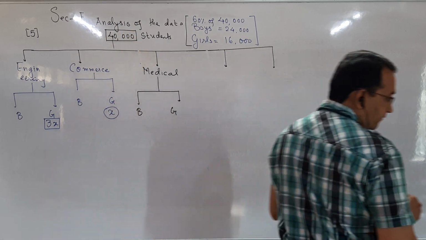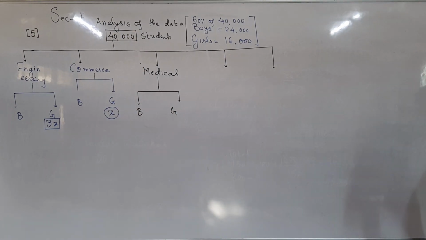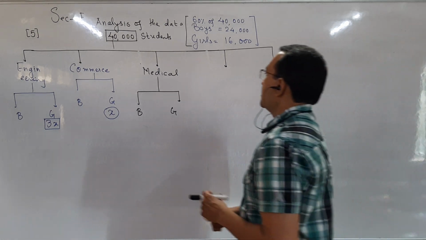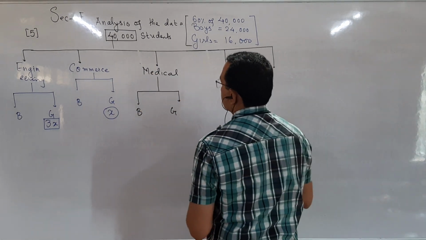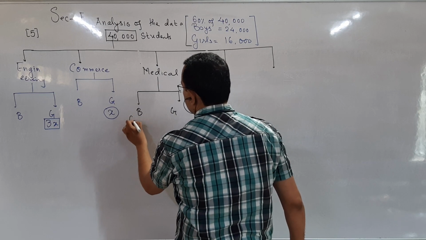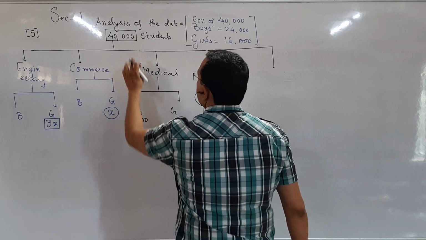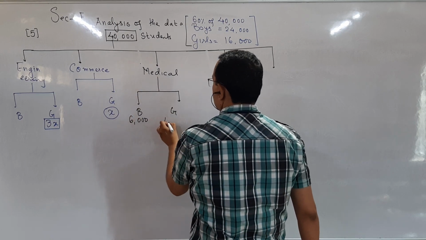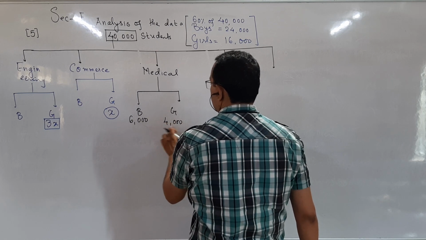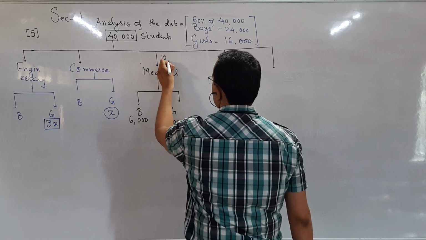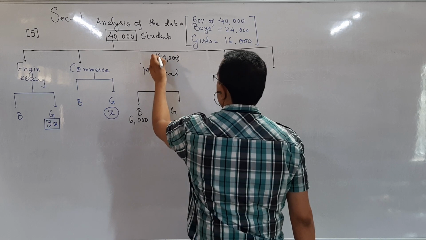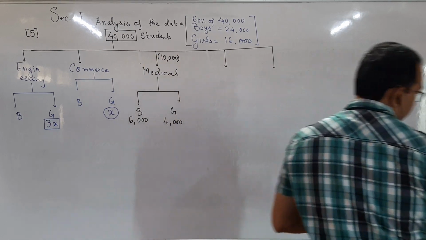Once again we emphasize: 15% and 10% of the total number of university students were boys and girls who belong to medical faculty. 15 fours are 60, so 6,000 boys. And 10% of 40,000 is 4,000 girls. Total number of medical students were 10,000. So this is completely covered.